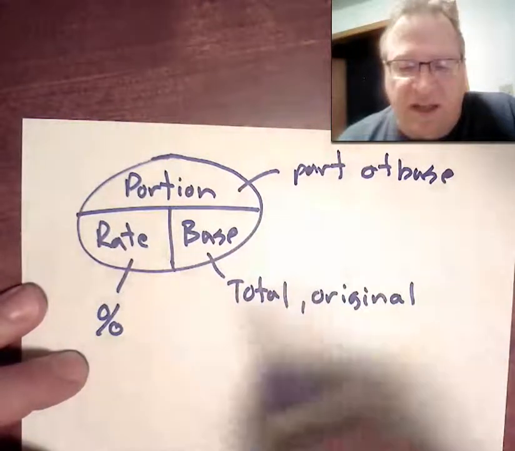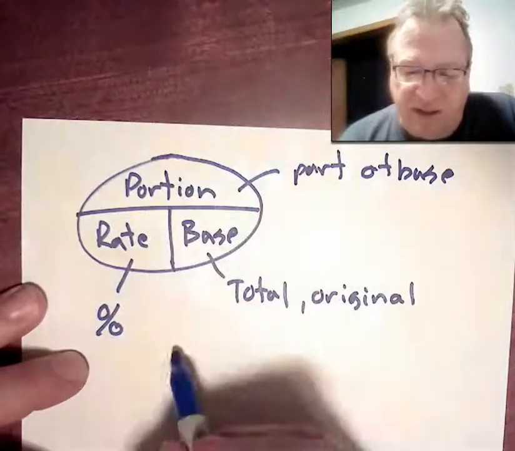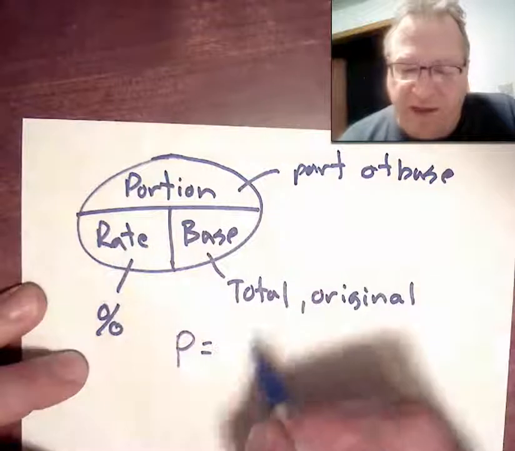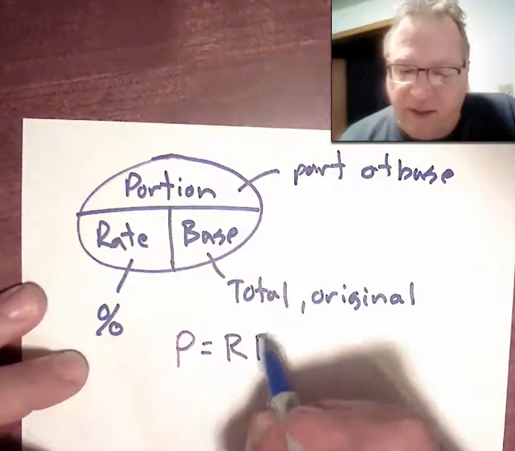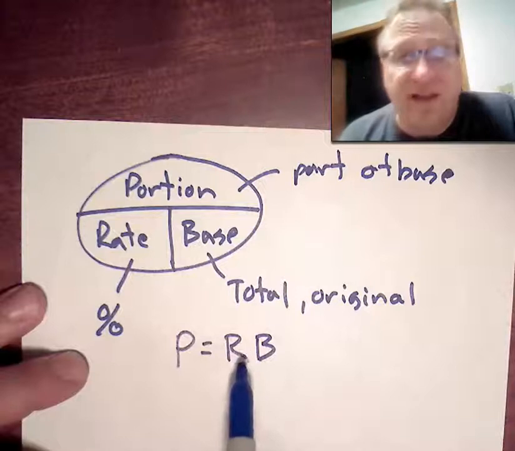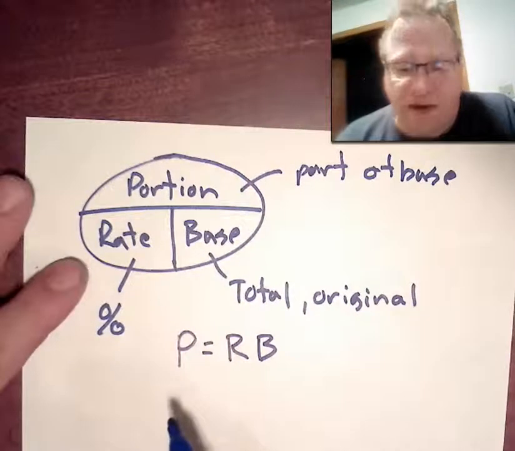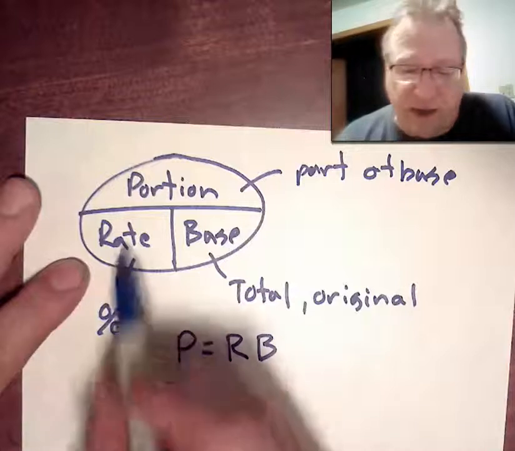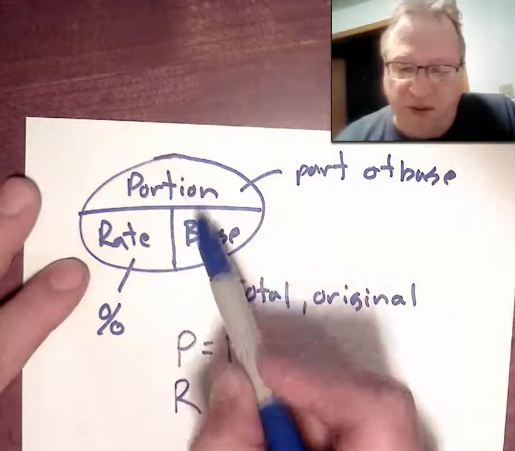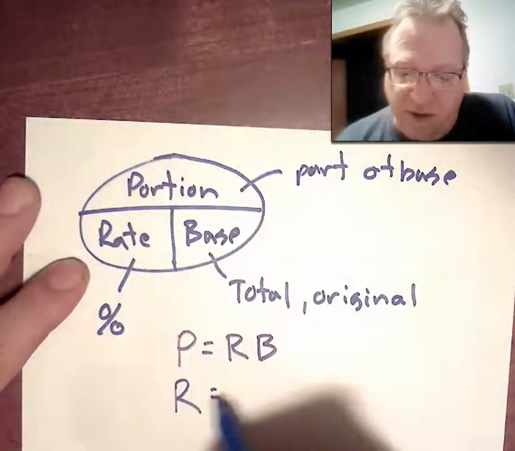So let's see. Now, how does this equation work? First of all, you see we have portion, and so one equation that this gives us is portion equals rate times base. Rate times base, and you can kind of see rate and base are next to each other, so they sit like that. Well, what if you wanted to solve for rate? What if you were given portion and base and wanted to solve for rate? Well, what you do is you write rate, and then you have portion over base. Rate is equal to portion over base.